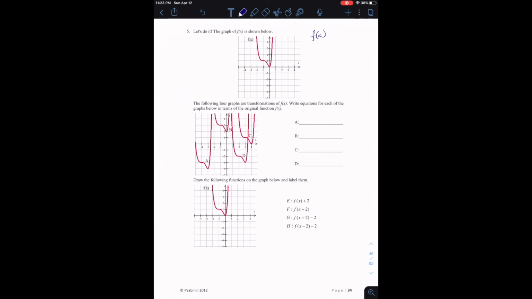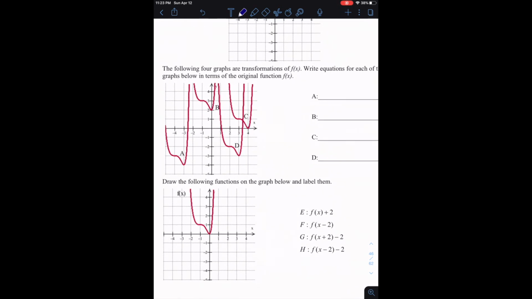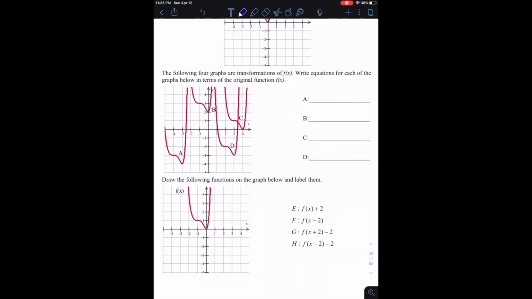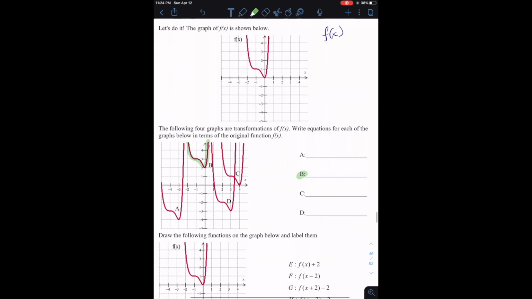So let's take a look at these 4 different functions here and what we may have done with them to shift them to where they are. So let's look at b first. What do you notice happened to that function compared to the original? Do you see that it was just shifted up? Do you agree that it was shifted up 2, and that's all that happened?